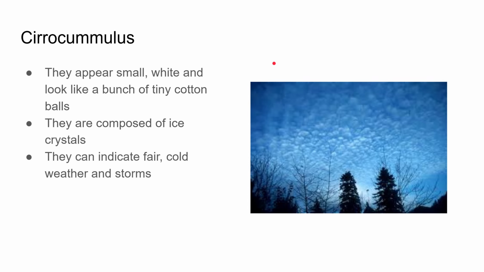Okay. Cirrocumulus. And then you can also see here, cirro and then cumulus. They appear small, white, and they look like a bunch of tiny cotton balls. If you can see here, remember the cumulus, they tend to look like cotton balls. It means heap, pile. And then cirro, it's up really high. Okay. And they're composed of ice crystals.